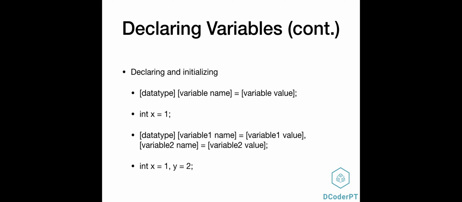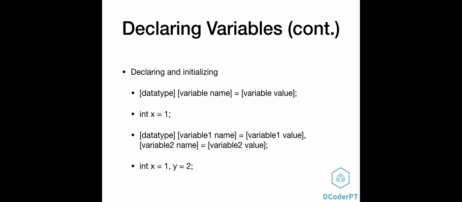Similarly to the declaration, we can also declare and initialize multiple variables at the same time, as long as they are of the same data type. And you guessed it, the syntax is the data type, then a space followed by the variable name equals the variable value, separated by a comma, and you do the same for the next variable. So variable 2 name equals variable 2 value, and we can have as many as we wish.